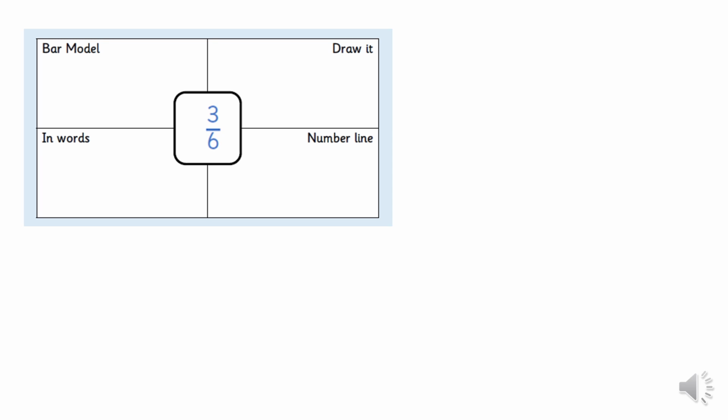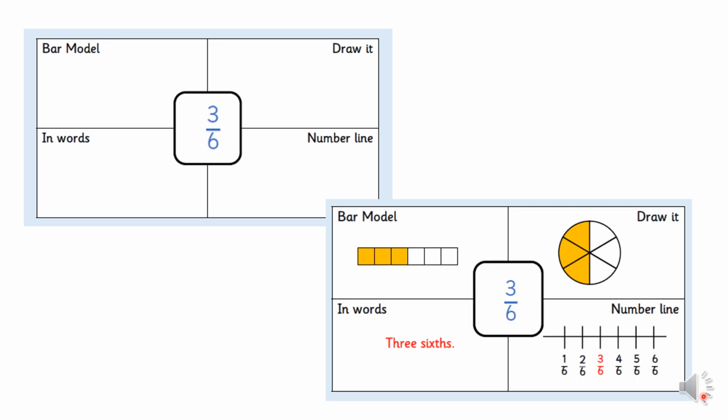Why don't you have a quick go for this one? There's 3/6. Take a pause now on the video. Here is how we can represent 3/6. Start here with our bar model. 3 out of 6 equal parts have been shaded. I could write it in words, 3/6. I could draw it as a circle, or I could do myself a number line.